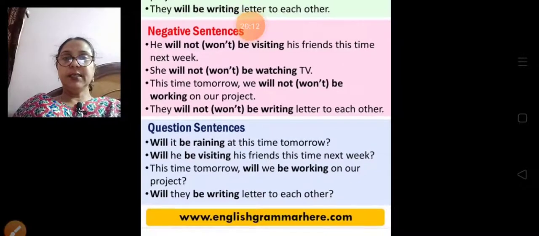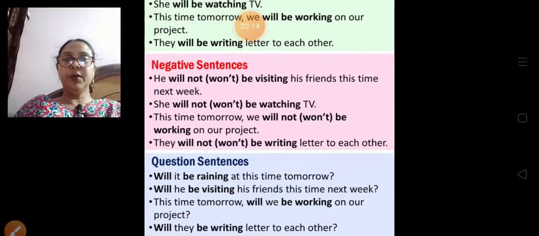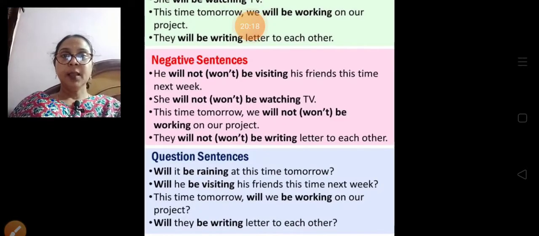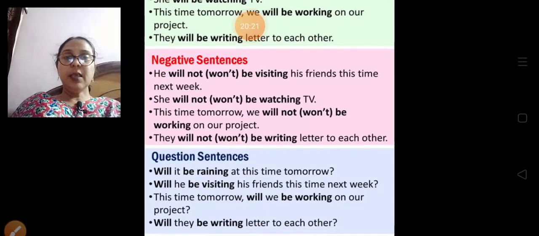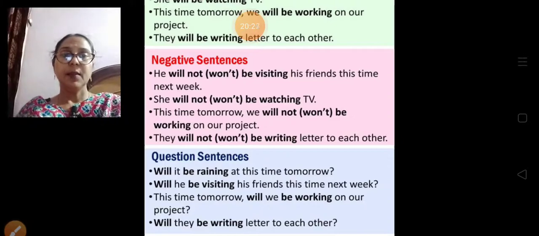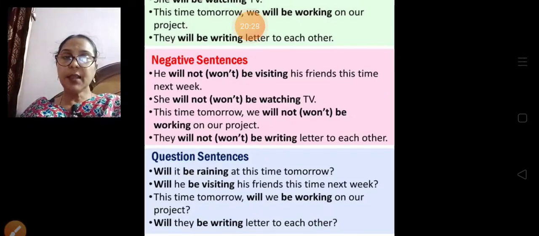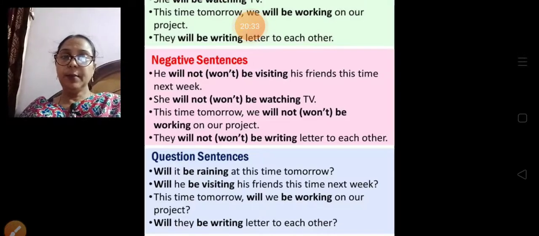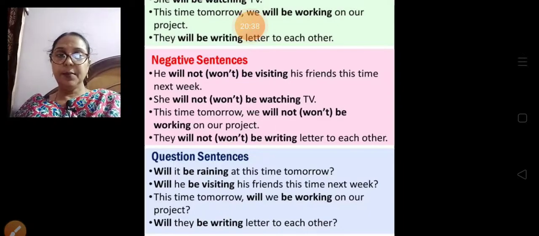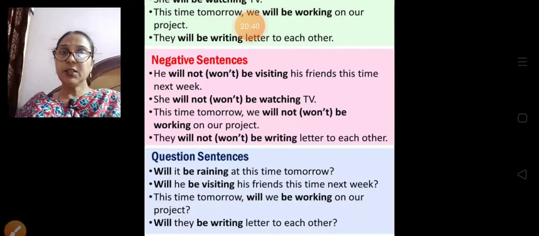Now let's see some more examples of question sentences, or you can say interrogative sentences. You can see, will it be raining at this time tomorrow? Will he be visiting his friends this time next week? This time tomorrow, will we be working on our project? Will they be writing letters to each other? So these are the examples.